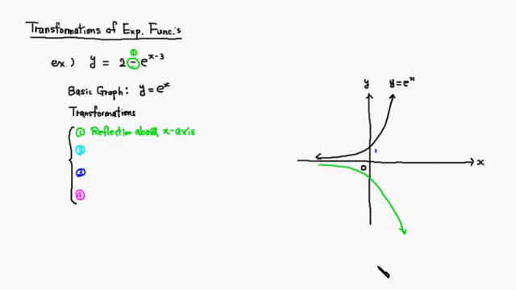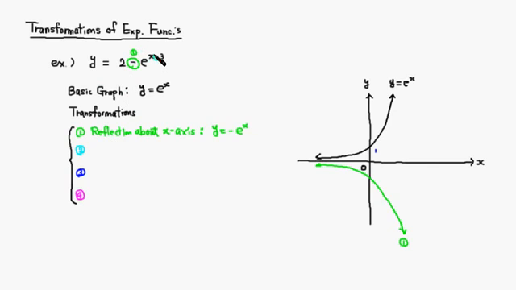So this is after the first transformation. You can see from the color, but I'll number it. This is after the first transformation. Since we only applied a reflection, the equation is y equals negative e to the x, and this is the graph of that.